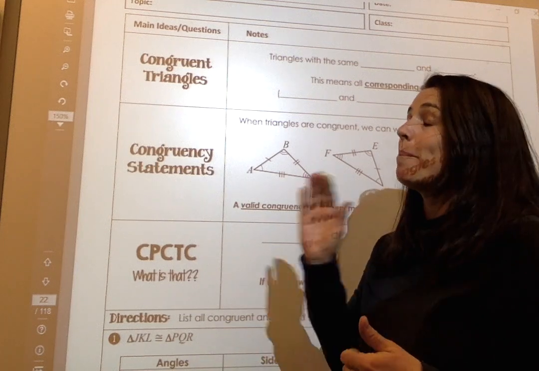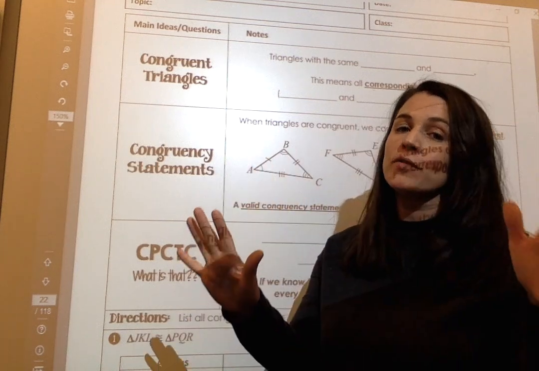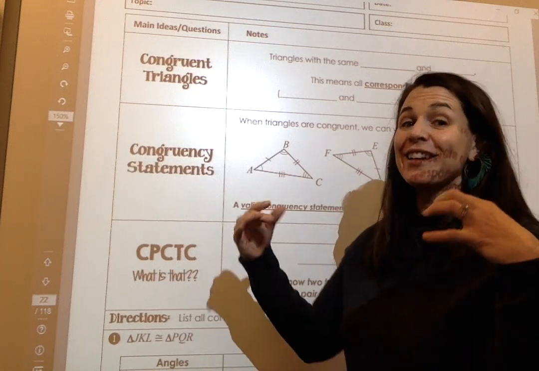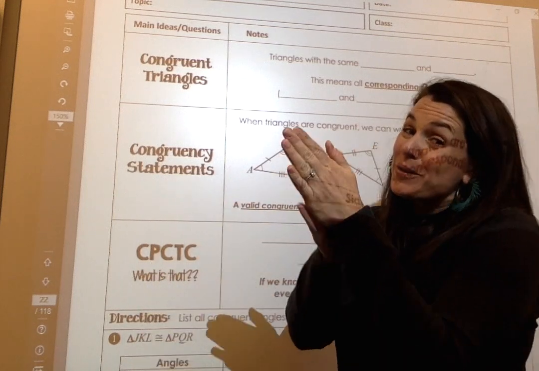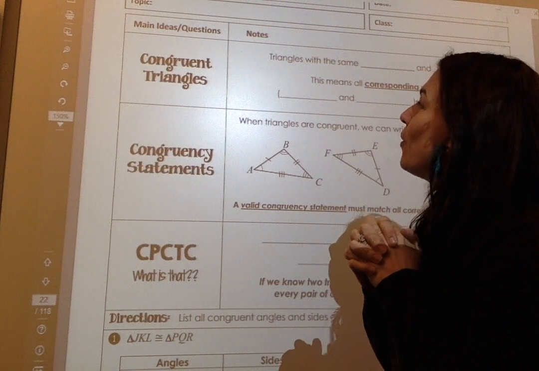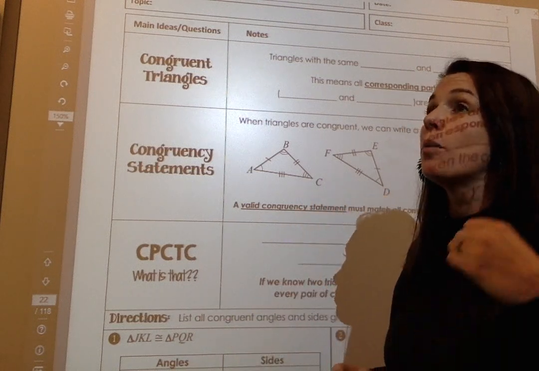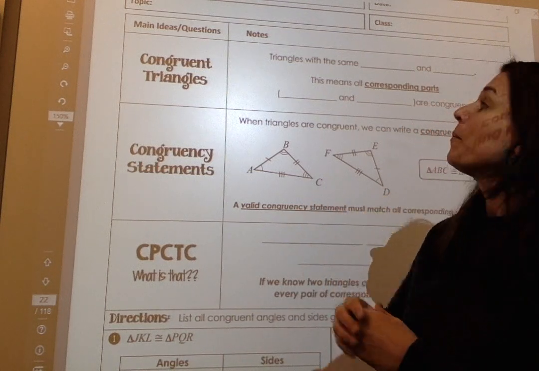Now that we know the basics of triangles and the parts of a triangle and how to label, now we can get into the good stuff, which means we're going to be doing proofs soon. So a few more definitions that we need to know before we really dive into that.